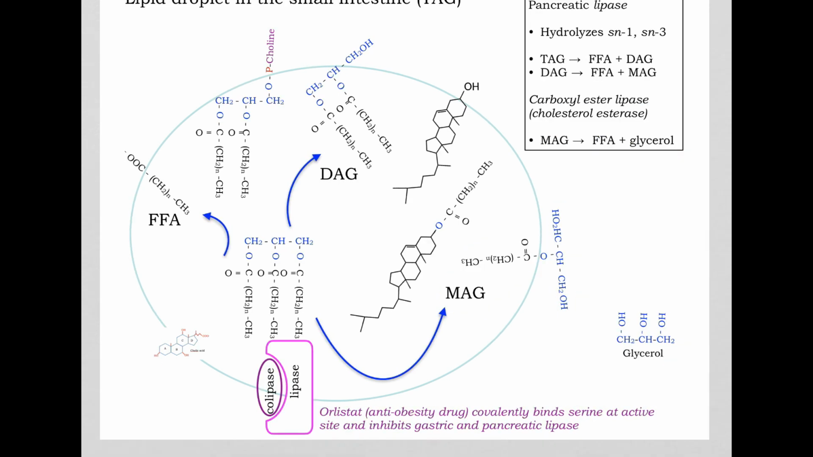There is an anti-obesity drug called Orlistat, and this drug covalently binds serine, the amino acid serine, at the active site of gastric as well as pancreatic lipase, and it inhibits this enzyme. And if this enzyme is inhibited, then the triglycerides will not be digested and absorbed.